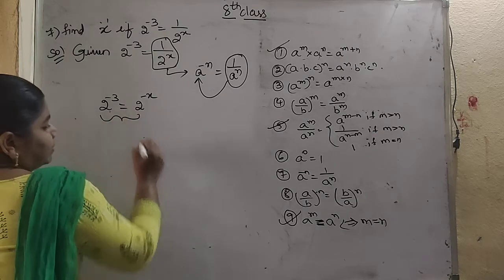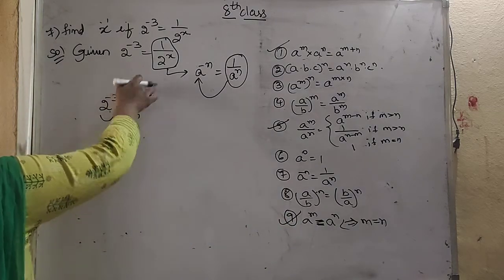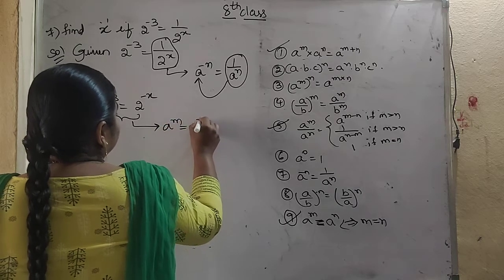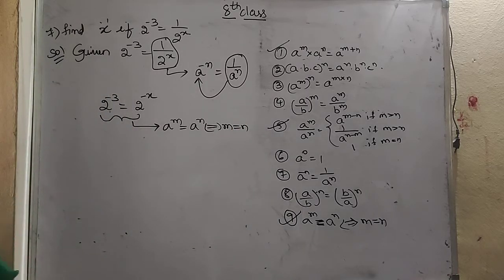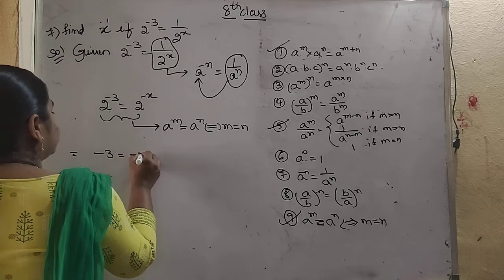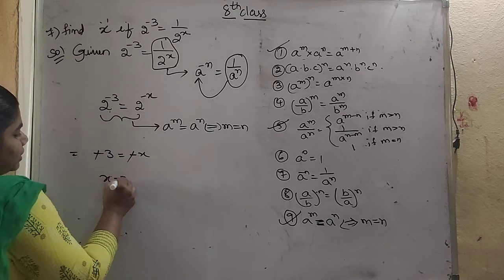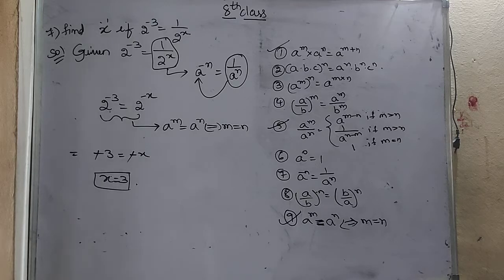Now here I am applying the last formula, that is, when both bases are equal we have to equate the powers. So what is the formula? a power m is equal to a power n gives rise to m is equal to n. So we have to equate the powers. So here minus 3 will be equal to minus x, minus minus will get cancelled. So what is the x value here? x value is 3. So once again, find the x if 2 power minus 3 is equal to 1 by 2 power x.